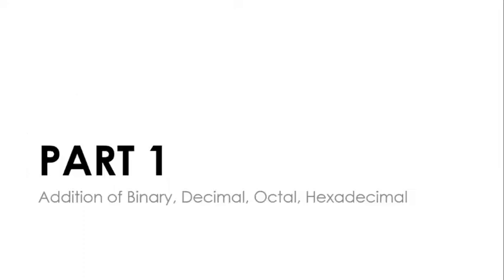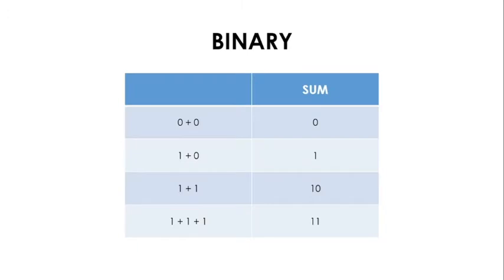So for the first part, which is addition, we will first discuss the addition of binary numbers. This is a tabular representation of the sums of specific combinations of binary numbers when you add them. So 0 plus 0, you'll get 0. 1 plus 0 will be 1. 1 plus 1 will be 1, 0. And 1 plus 1 plus 1 will be 1, 1.